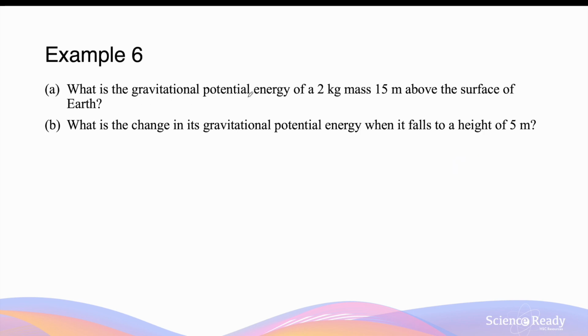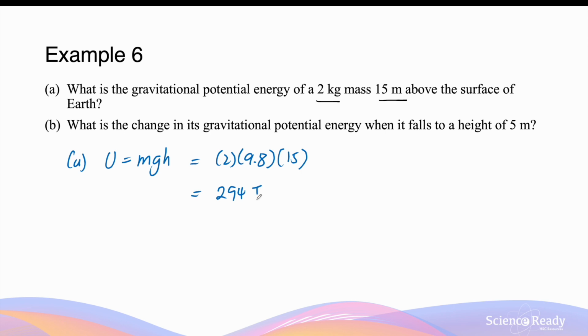What is the gravitational potential energy of a 2 kilogram mass 15 meters above the surface of Earth? So this is easily calculated by U equals mgh. m is 2 kilograms, g is 9.8 meters per second squared, and the height here is 15 meters. And this gives a value of 294 joules. This is the total amount of energy that can be transferred due to gravity if this 2 kilogram mass was to be dropped from 15 meters down to the surface of Earth.